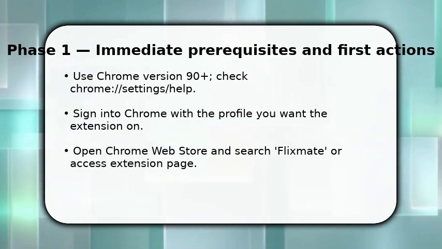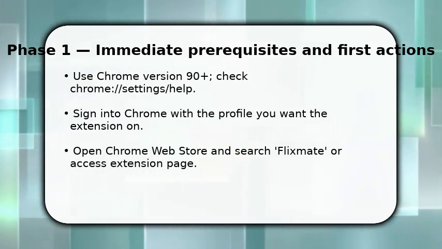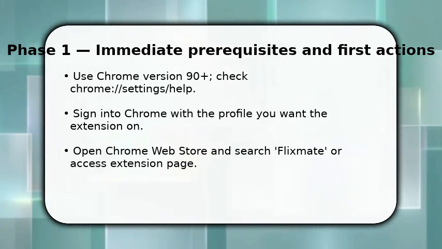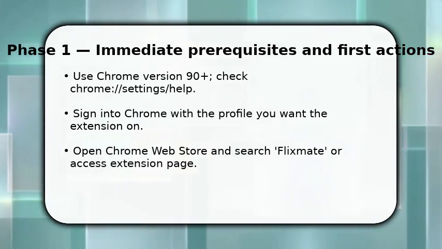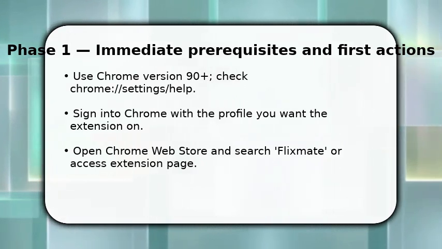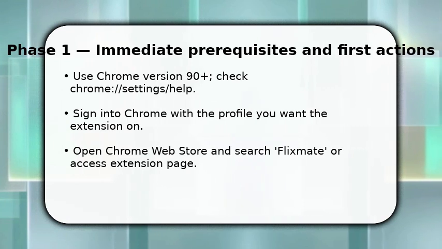Then open the Chrome Web Store and search for Flixmate. You're looking for the official listing. Don't install unknown builds. Verify publisher name and ratings. This first step reduces later permission confusion and ensures the extension integrates with your existing bookmarks and profiles.